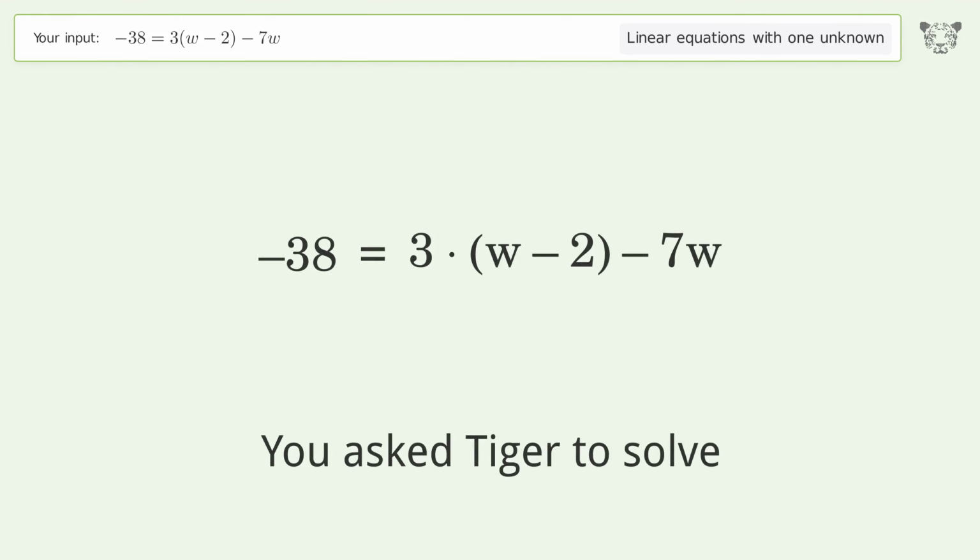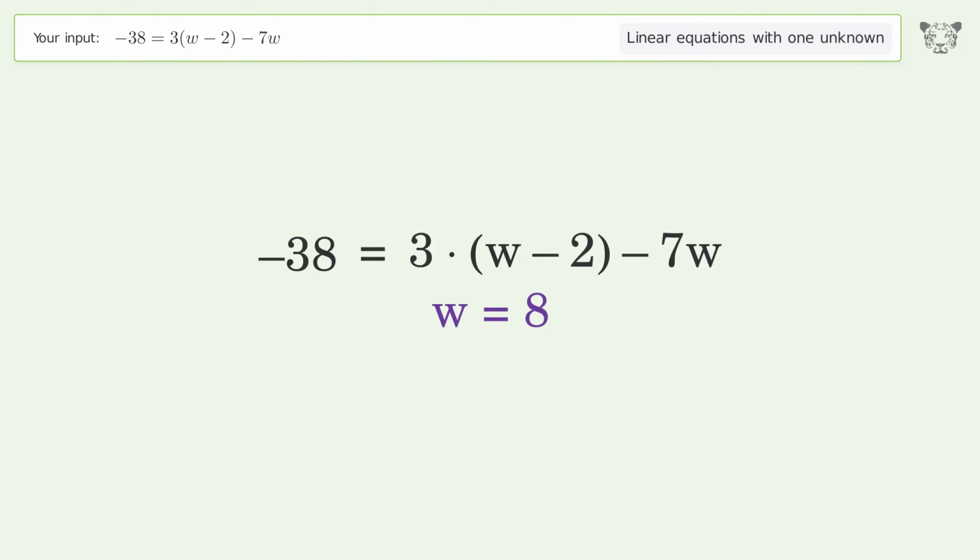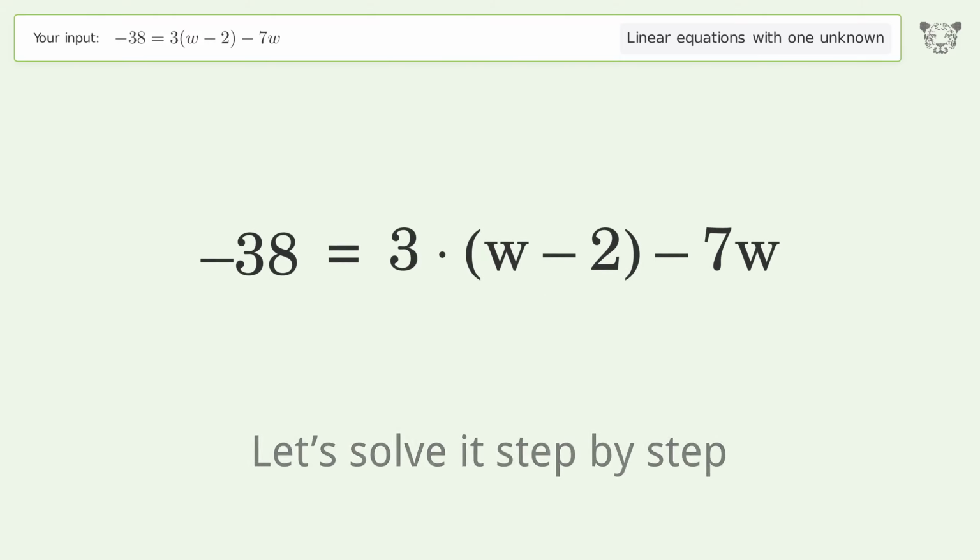You ask Tiger to solve this. This deals with linear equations with one unknown. The final result is w equals 8. Let's solve it step by step.